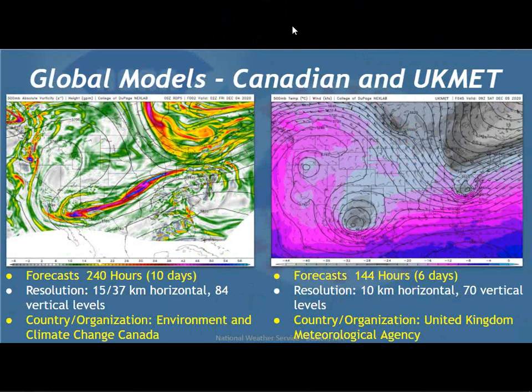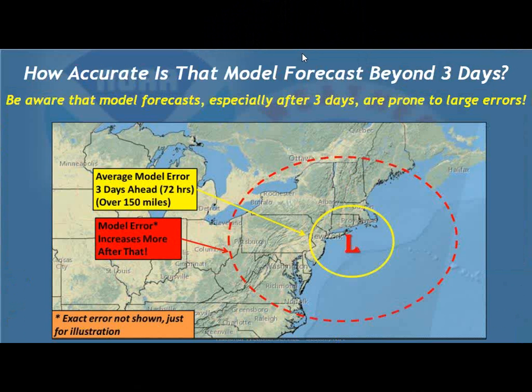A couple of other global models you're probably familiar with. Canada has its own, which goes out to 10 days, and the UK Met model, which goes out to about 6 days. These run at similar resolutions, 15 kilometers for the Canadian and 10 kilometers for the UK. These are also just other models to check for winter storms as well. They run different assumptions, different equations than what the GFS and the European model use. So those are the 4 main global models that we look at.